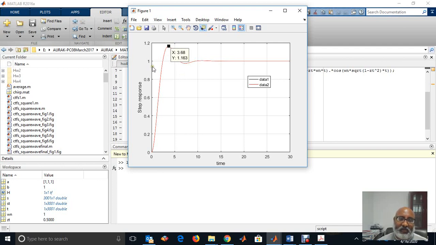So it may not be desirable for the system. For example, if this one means 1 kilometer per hour, then I will have here 1.16 kilometer per hour at this time, which is not desirable. Or if it's an aircraft and the reference is, let's say, 1000 kilometer per hour, just as an example, then this will be 1163 kilometer per hour, which is above 1000, which is not good. So this is how we get the step response.